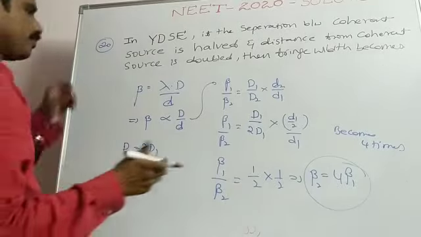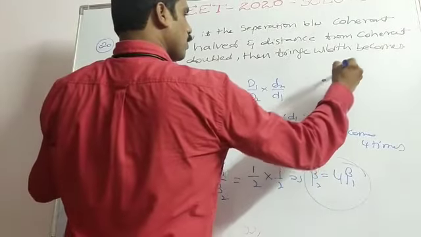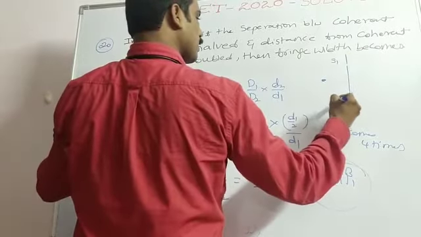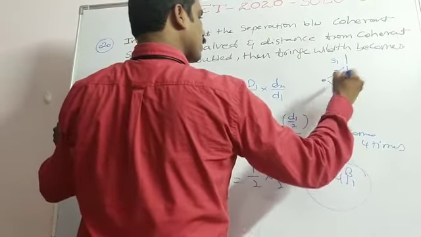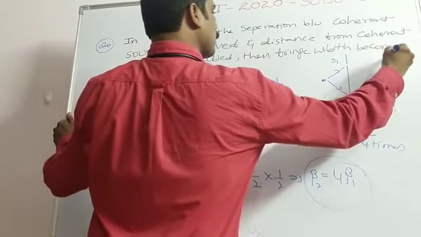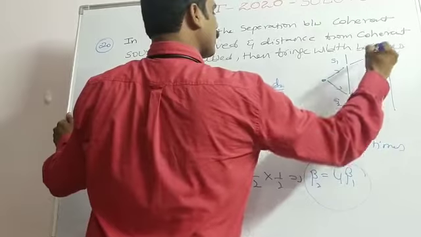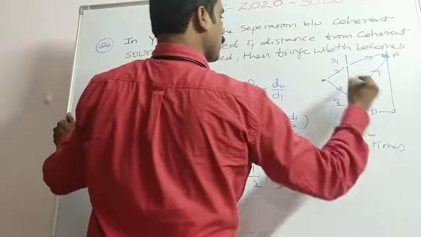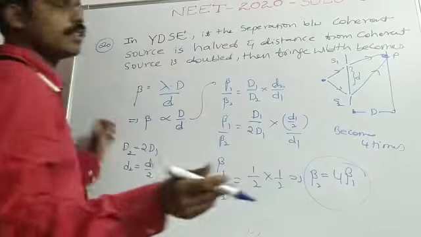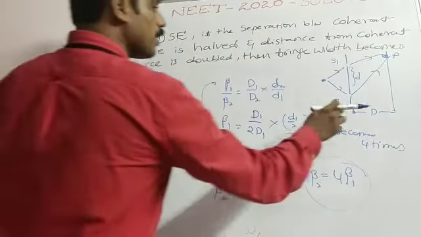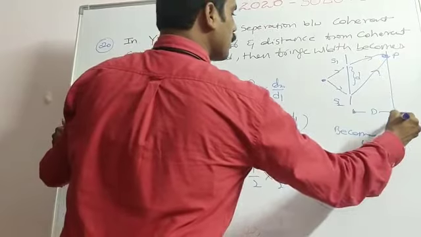You know Young's double slit experiment. This is slit S1, this is slit S2. This is the point P where the interference pattern can be observed. This is capital D, this is small d. Small d is the separation between the two slits, and capital D is the distance between the slits and screen.